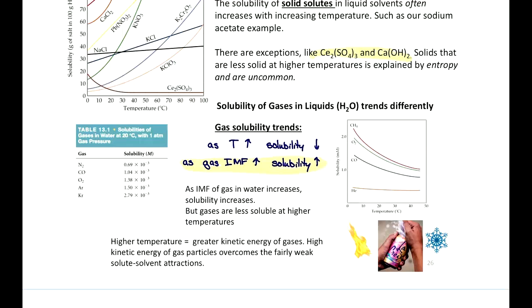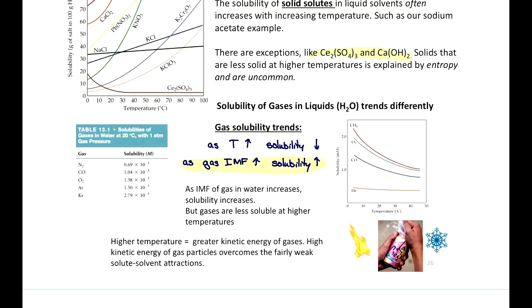Again, comparing it to soda, going flat is when the gas leaves the solution. All right, so you see that here. Highest solubilities are at low temperatures, less soluble at high temperatures. I can also relate this to something else. What would you rather drink? A hot soda or a cold soda?